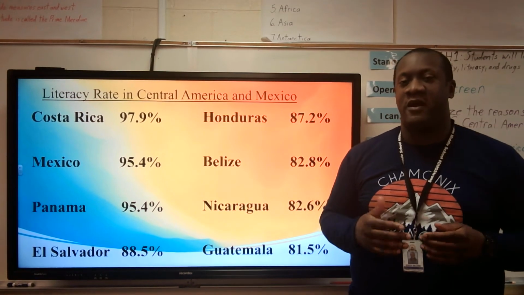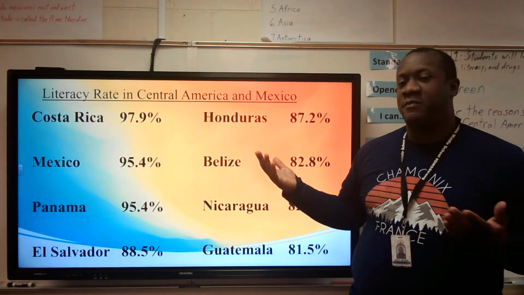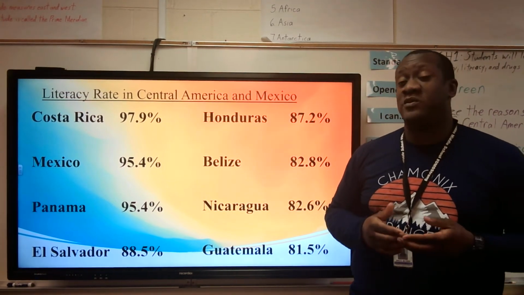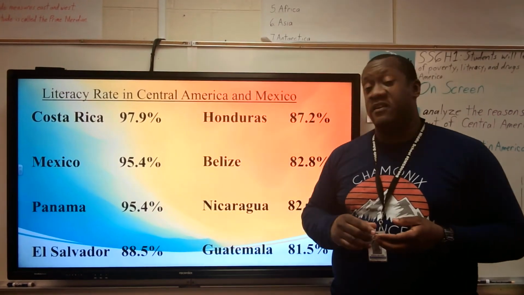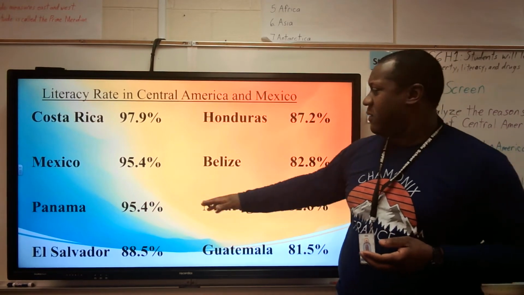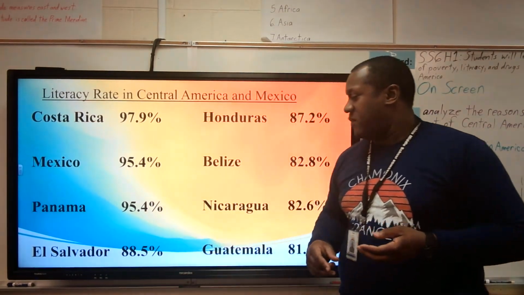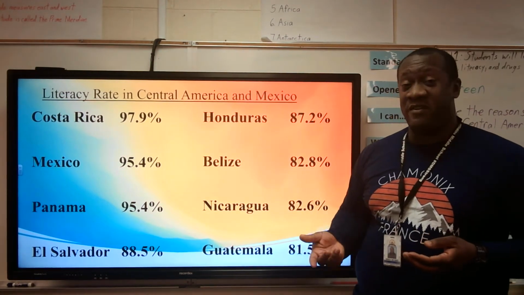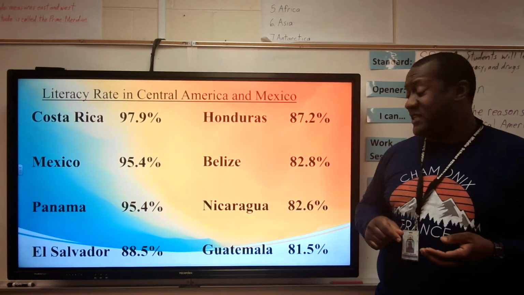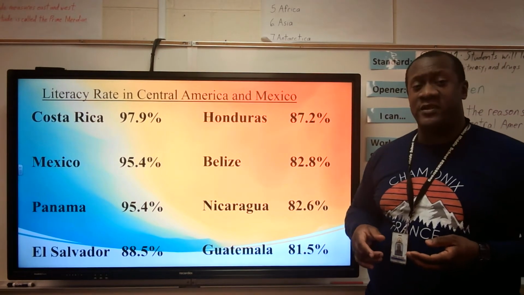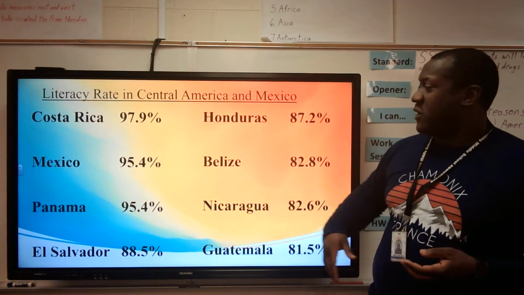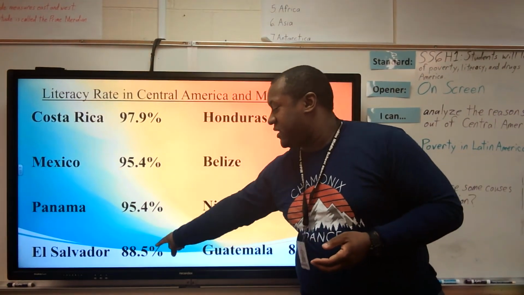So whoever's 15 and up, they'll count it up from there. It's just easier sometimes to say the percentage of adults who can read and write in the country. So Costa Rica, 97.9% of the adults can read and write in the country. Mexico, 95.4%. Panama, 95.4%. But now, look, we've got a drop off. We get to El Salvador, 88.5%, no longer in the 90s. Honduras, 87.2%. Belize, 82.8%. Nicaragua, 82.6%. Guatemala, 81.5%.